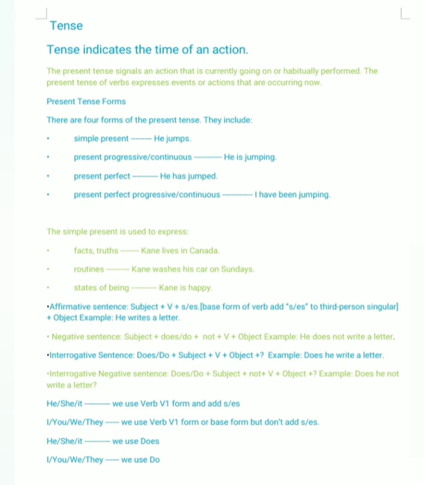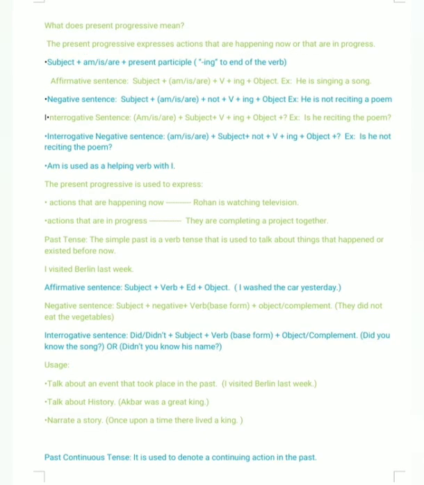Now the present progressive expresses actions that are happening now or that are in progress. Okay, so for framing a sentence in present progressive tense, what do we have to do? First we have to add one subject, then one am, is, or are, then the present participle. Present participle means ing added to the end of the verb. Now for framing an affirmative sentence, what do we have to write first? First we have to write the subject, then add am or is or are, then V plus ing form, then object, like he is singing a song.